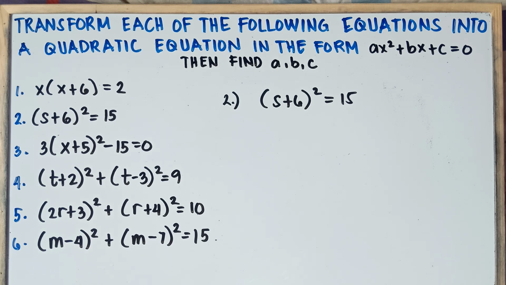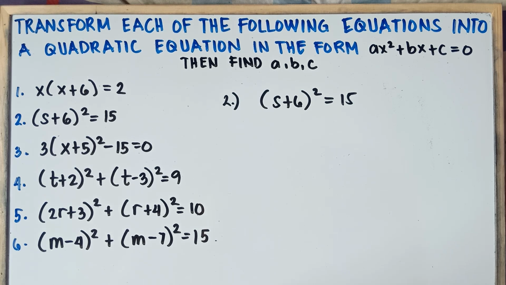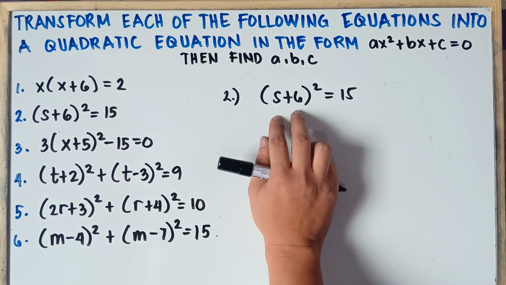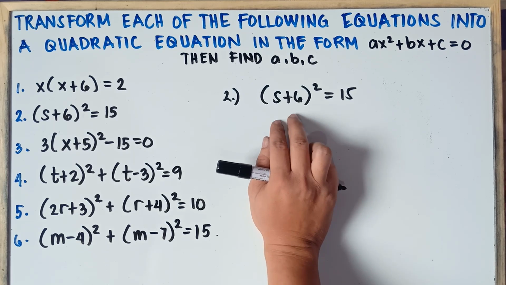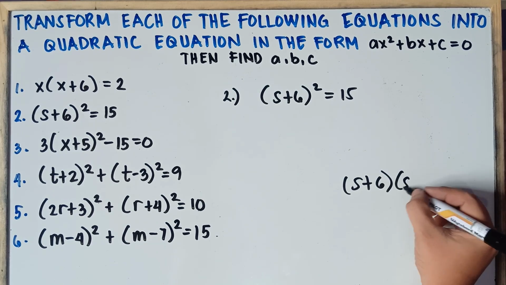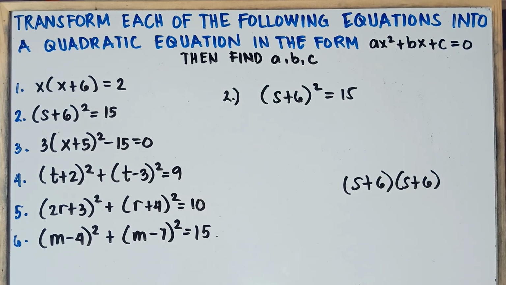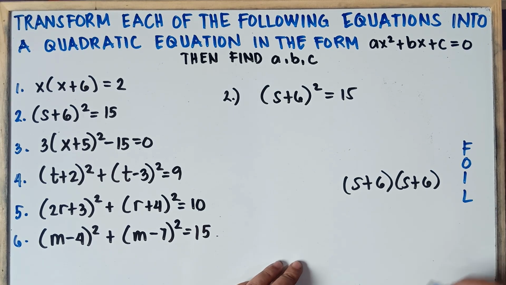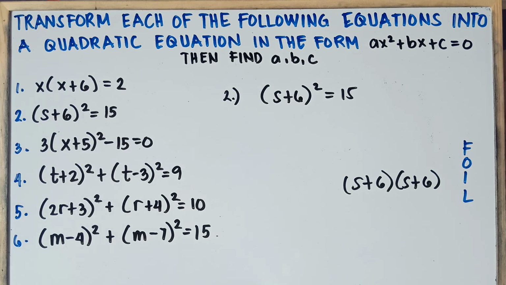But most of the students are so confused with the square of a binomial. Let's do the FOIL method, class. We multiply this by itself twice. So this will be s plus 6 times s plus 6. Let's do the FOIL method, because I'm sure many of the students are familiar with it.